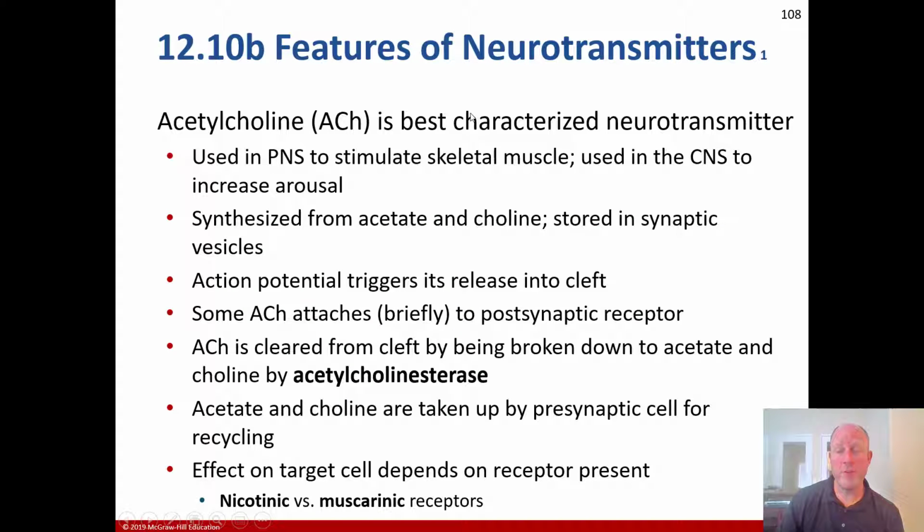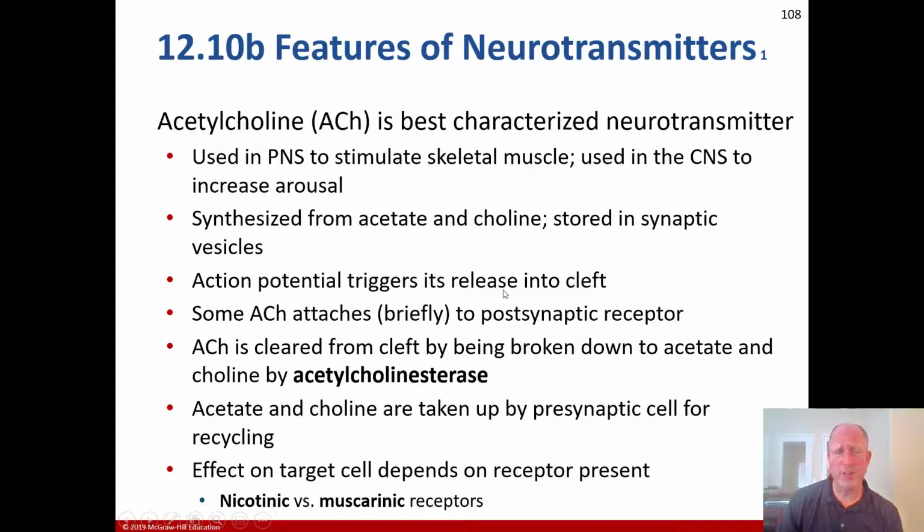As far as features of neurotransmitters, acetylcholine is our best characterized neurotransmitter. It's used in the peripheral nervous system to stimulate skeletal muscle. It's also used in the central nervous system to increase arousal in time of stress. It's synthesized from acetate and choline, acetylcholine, right? It's stored in the synaptic vesicles.